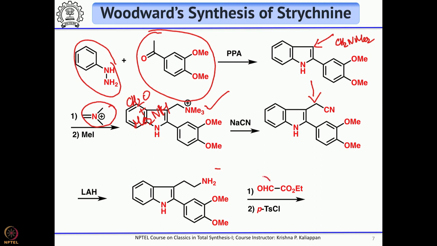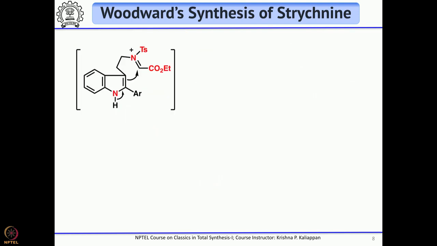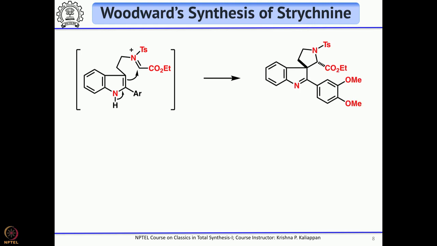just make the imine. You have an aldehyde and you have an amine. You make the imine. Then you treat with tosyl chloride. What will happen with tosyl chloride? When you treat with tosyl chloride, the imine nitrogen will be tosylated. So that is what happened. You can see first imine is formed, then N-tosylation took place, followed by cyclization. All this happens when you treat with tosyl chloride to get the spiro system.